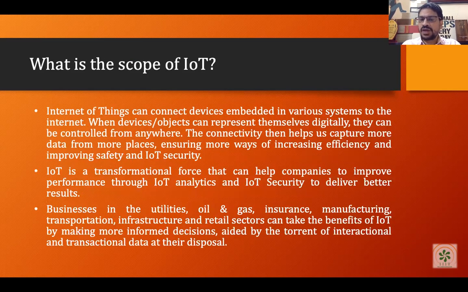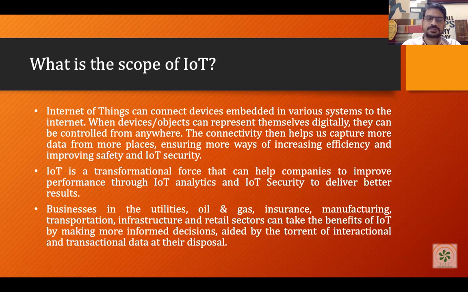What is the scope of IoT and what can IoT do, right? So IoT can connect devices embedded in various systems to the internet. When devices or objects can represent themselves digitally, they can be controlled from anywhere. Now, if I want a chair to be connected to the internet, is it possible with a sensor? No, it is not at all possible with a sensor. With the sensor, we have to put some more devices, and that particular device should be connected with the internet, right? Without that, it is not possible to connect a chair to the internet.